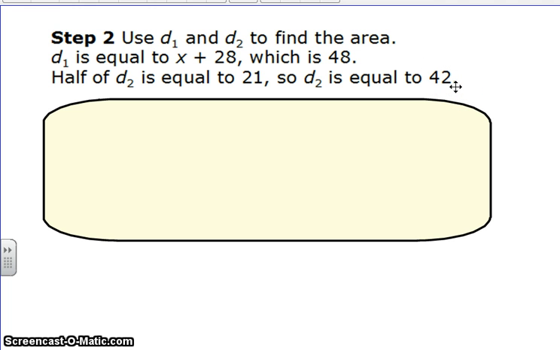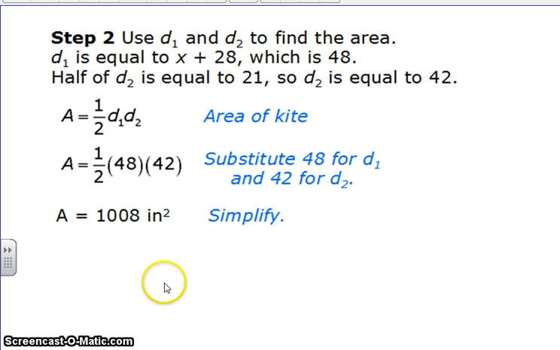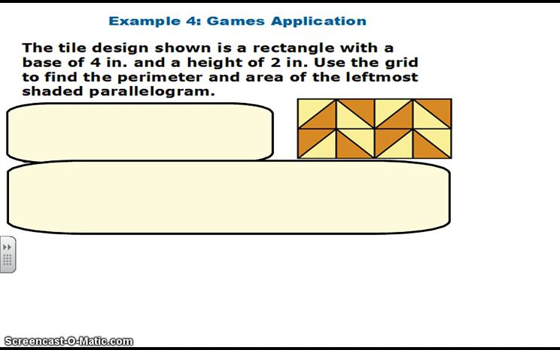And so go ahead, pause, come back and check your answer. And you should have 1,008 inches squared. Okay, in this application we have a tile design. It is a rectangle with a base of 4 inches and a height of 2 inches. So we're asked to use this grid to find the perimeter and area of the leftmost shaded parallelogram.